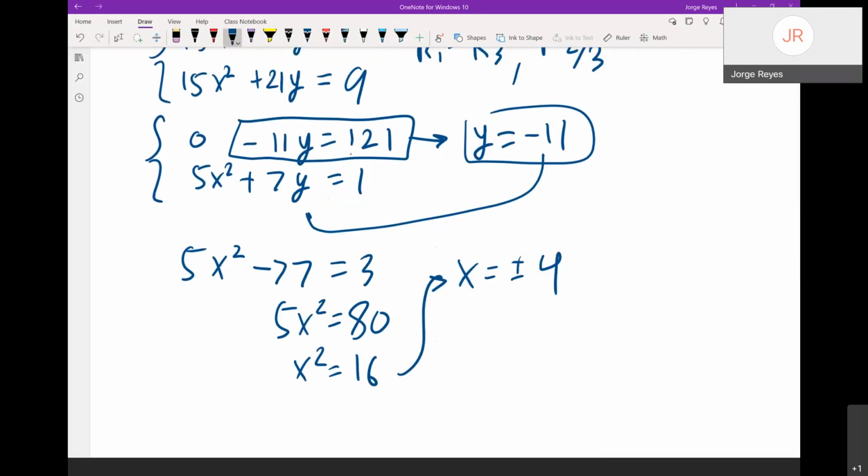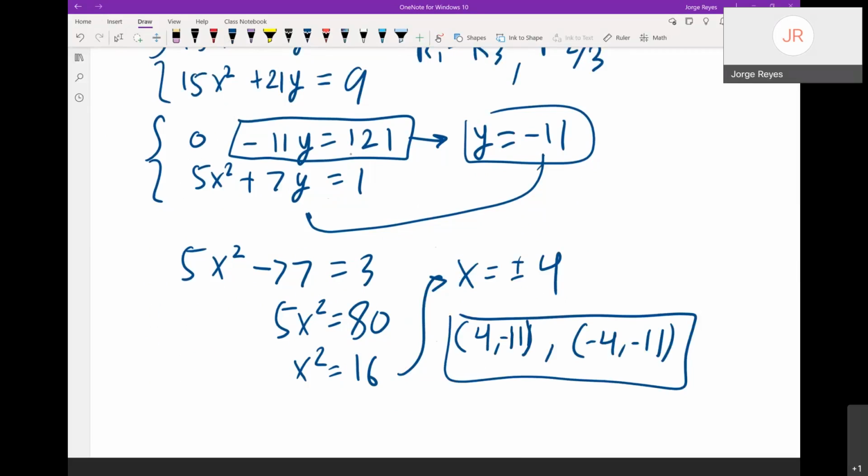So remember though, this -11 went to both of them. So you should have x equals 4, -11 and -4, -11. Remember again what your pairs are. If you have a plus or minus that comes up, but there's your answer: (4, -11) and (-4, -11). All right, not too bad.